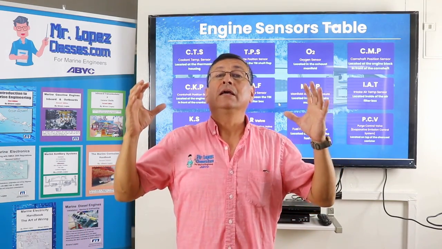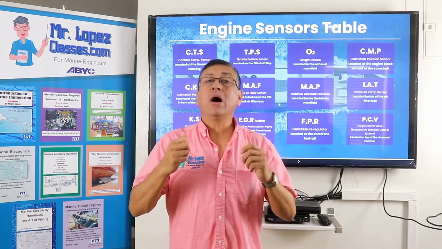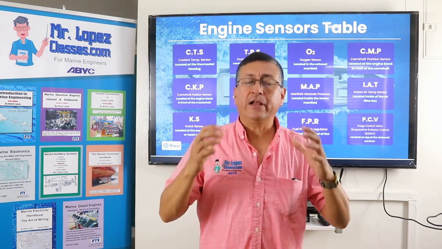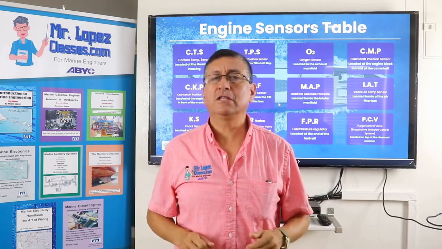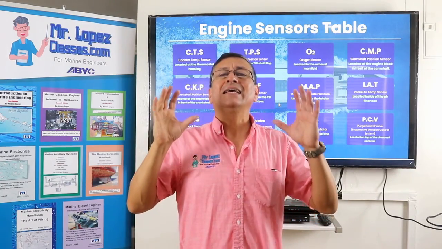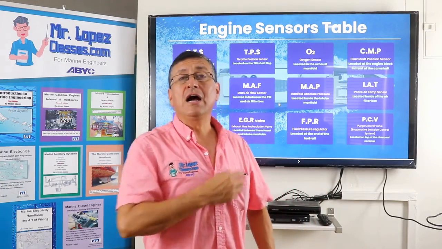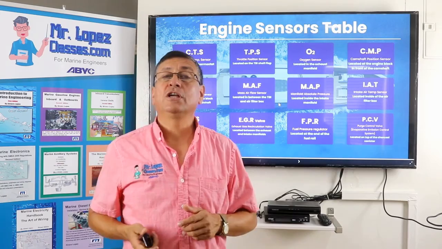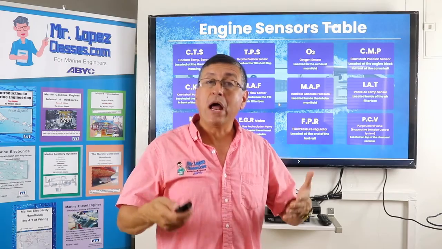Okay, my friends, now we are ready to start to analyze the codes and the sensors and what happens with each sensor. Don't forget, the sensors work exactly the same in different engines. Doesn't matter if it's diesel, if it's gas, if it's 2-stroke, if it's 4-stroke. The sensors have the same function. Those are the most common sensors that you find in the different types of engines, and we are going to analyze them one by one.